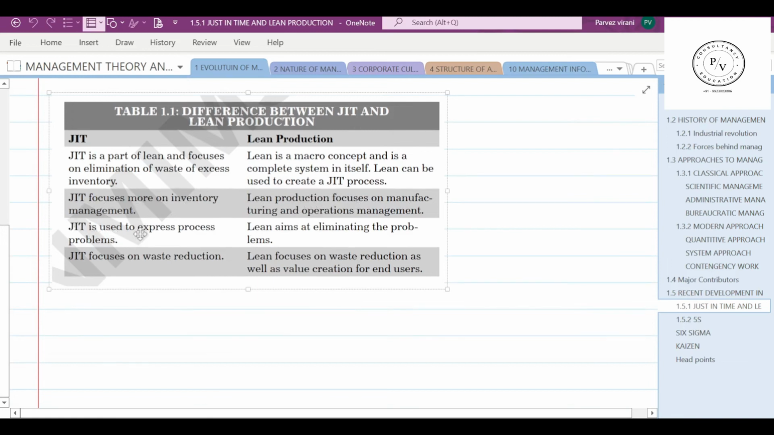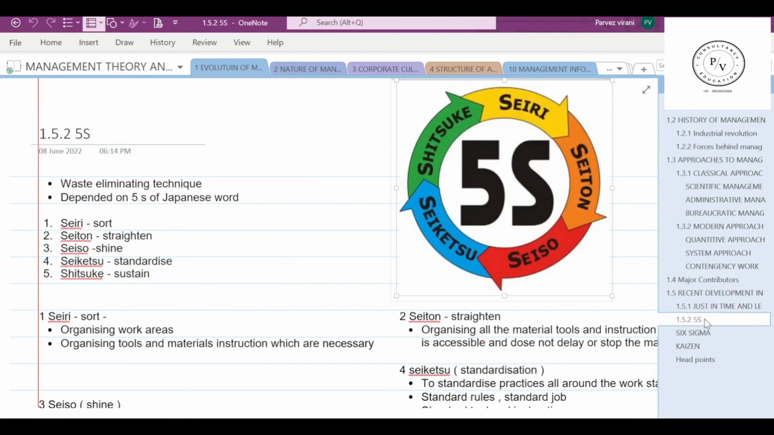Just-in-time is used to express process problems, while lean aims at eliminating problems. Just-in-time focuses on waste reduction. Lean focuses on waste reduction as well as value creation for the end user. So lean production is a major macro concept, and under that we have lean.